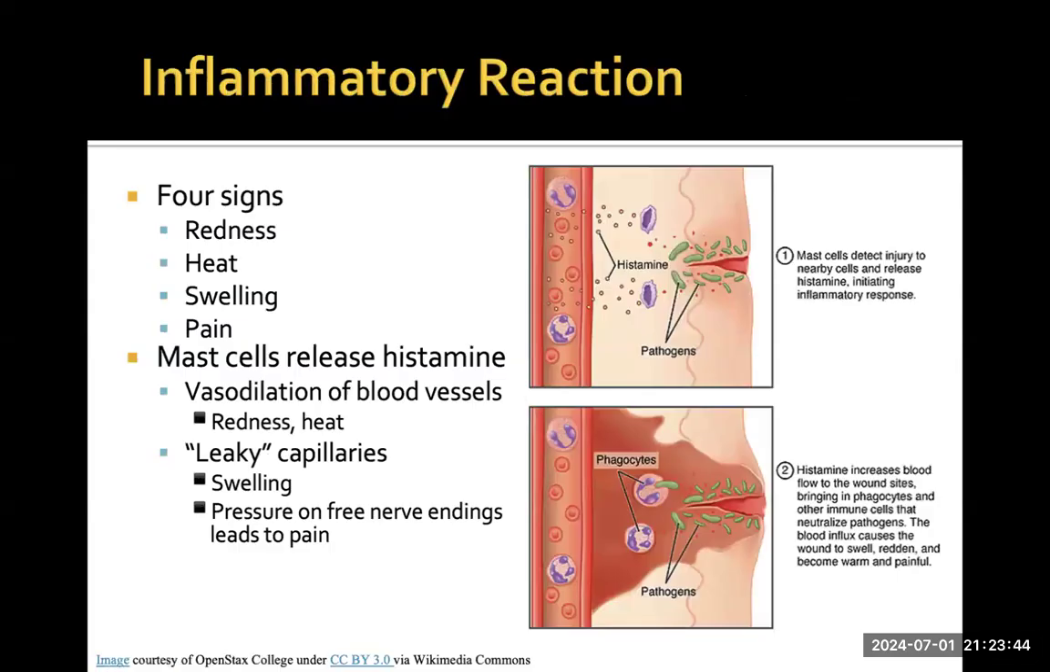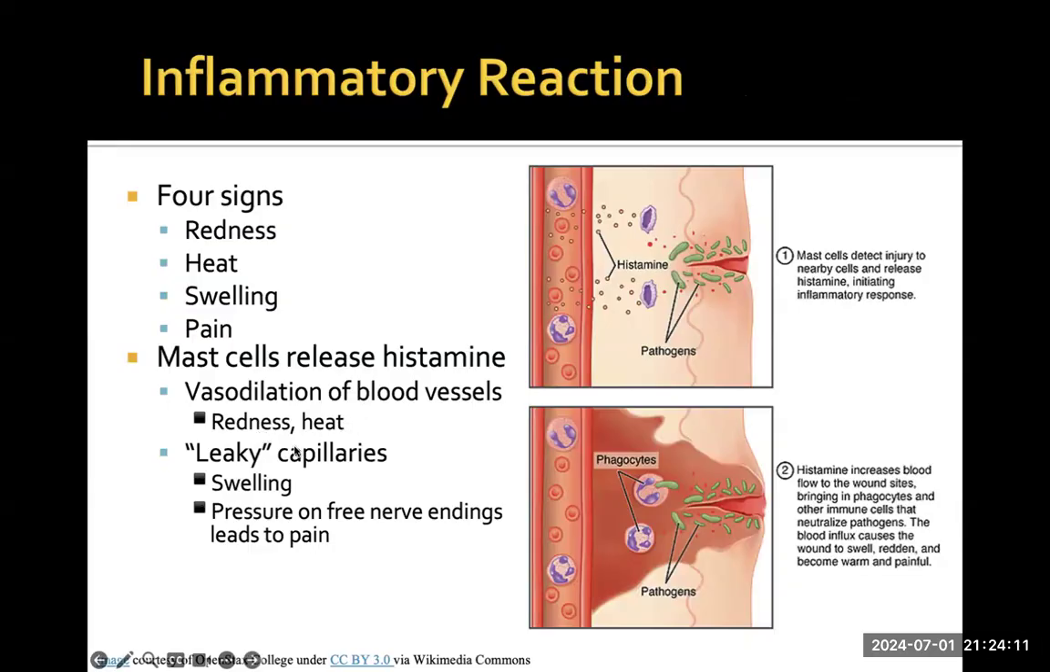Next is an inflammatory reaction. So there's 4 different signs that you're having an inflammatory response: redness at the site, heat, swelling, and pain. In this case, mast cells are going to release a chemical that's called histamine. Histamine is going to cause your blood vessels to vasodilate, and it's going to increase the amount of red blood cells going to that area, which will cause more redness and more heat.